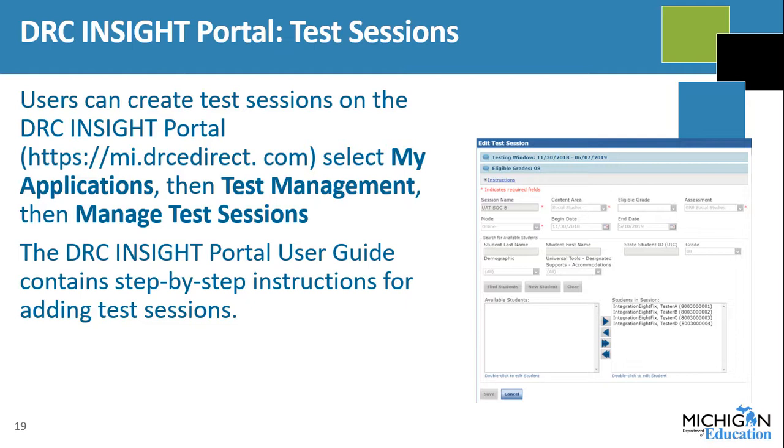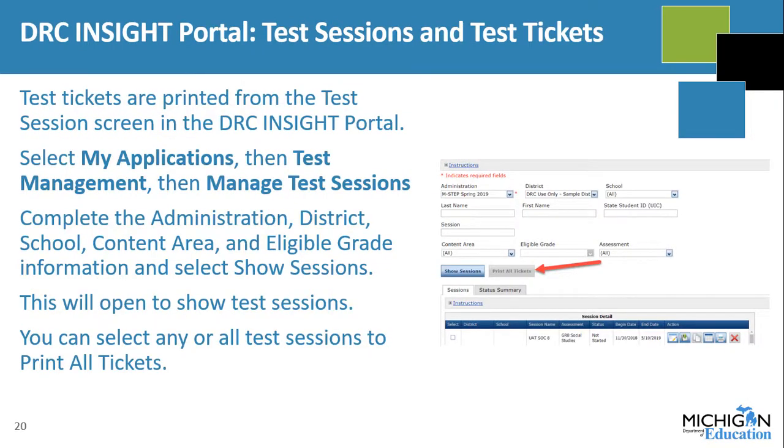Test tickets are printed from the test session in the DRC INSIGHT Portal. Log in to the DRC INSIGHT Portal, select My Applications, then Test Management, and then go to Manage Test Sessions. Complete the test, entity information, content and grade information, and select Show Sessions. This will open to show test sessions. From here, you can select a test session and print all tickets.